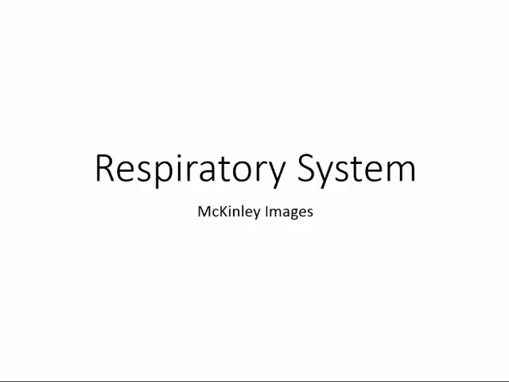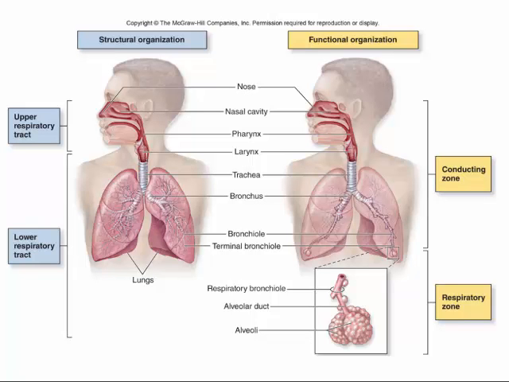This is an overview of the anatomy of the respiratory system using the images out of the McKinley textbook. In this image, we see the division of the respiratory system in both a structural and a functional organization. Structurally, the tract is divided into an upper respiratory tract, head and neck, and lower respiratory tract, trachea, bronchi, and lungs.